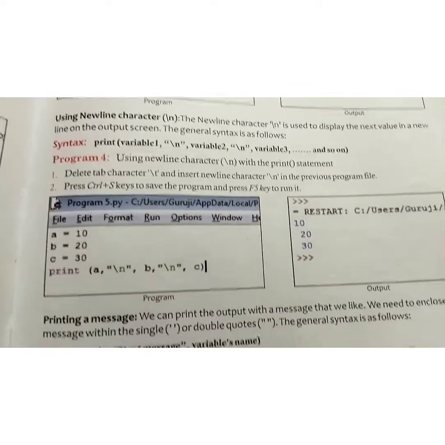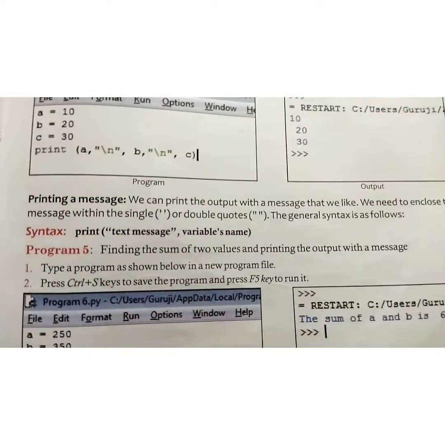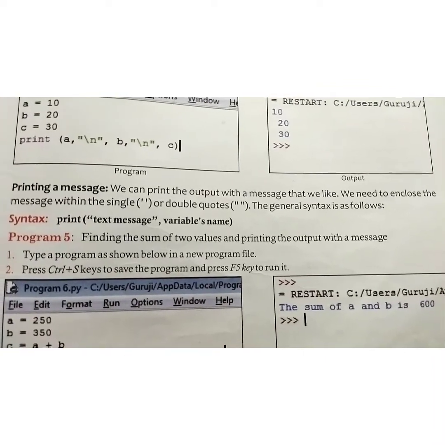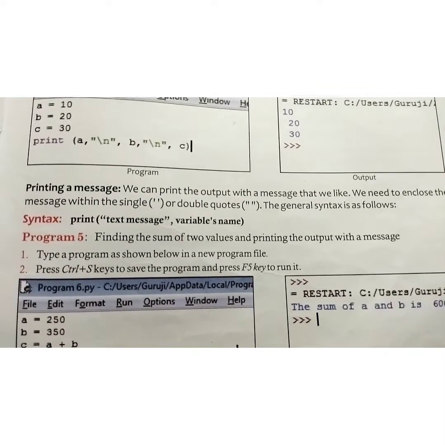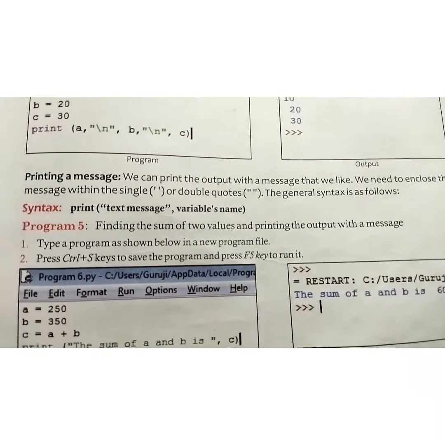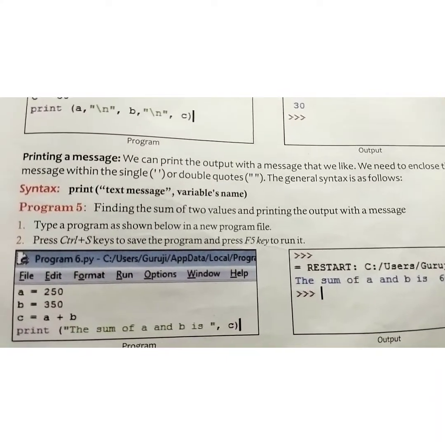Okay, now students, printing a message. We can print the output with a message that we like, so we need to enclose the message within single quotes or double quotes. The general syntax is as follows, students. Syntax: print text message, variable name.